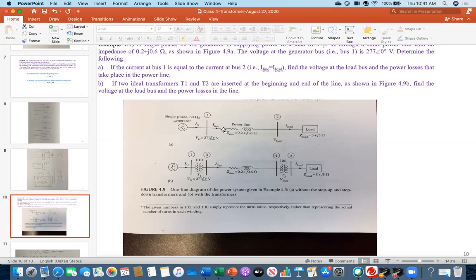Current IG is the same current IL, the same current IL. So this is easy to solve, and we have done a similar problem in the circuit analysis course, a simple AC circuit.